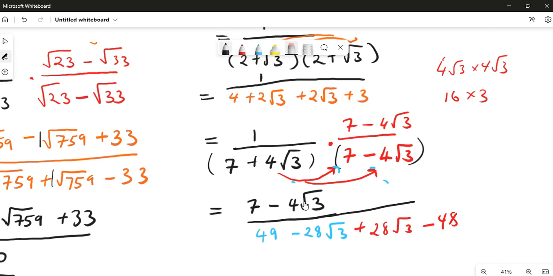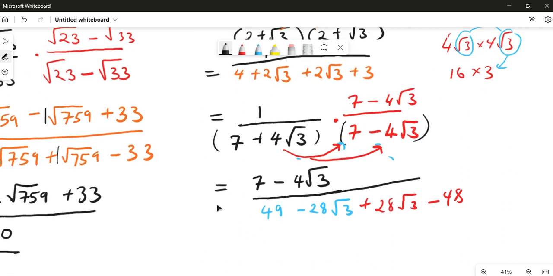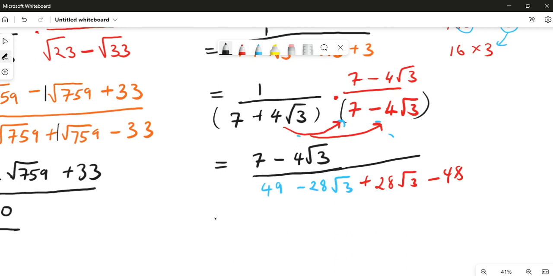So be careful when you're multiplying these surds. Remember, the square root of 3 times the square root of 3 gives us 3. Then 4 times 4 is 16. That's how we got our 48. Then we can simplify our expression here. Negative 28 square root of 3 plus 28 square root of 3 gives us 0, so this will be cancelled out. 49 minus 48 is 1. So our answer basically is 7 minus 4 square root of 3.